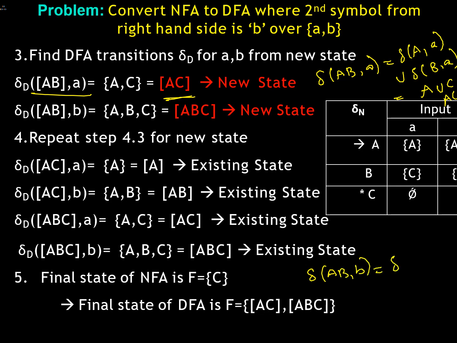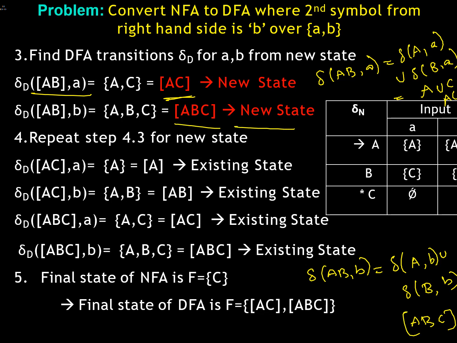Delta of AB on B is nothing but again applying the union operation: A on B union delta of B on B. A on B goes to AB and B on B goes to C, so at the end you will be getting ABC. I couldn't see the transition table, that's why I'm just saying the answer. This is ABC. Again, this is also a new state.